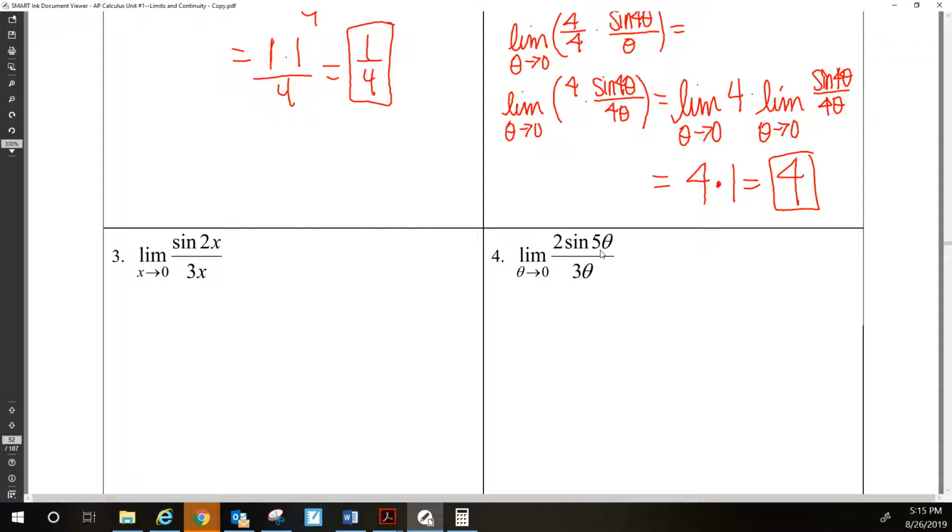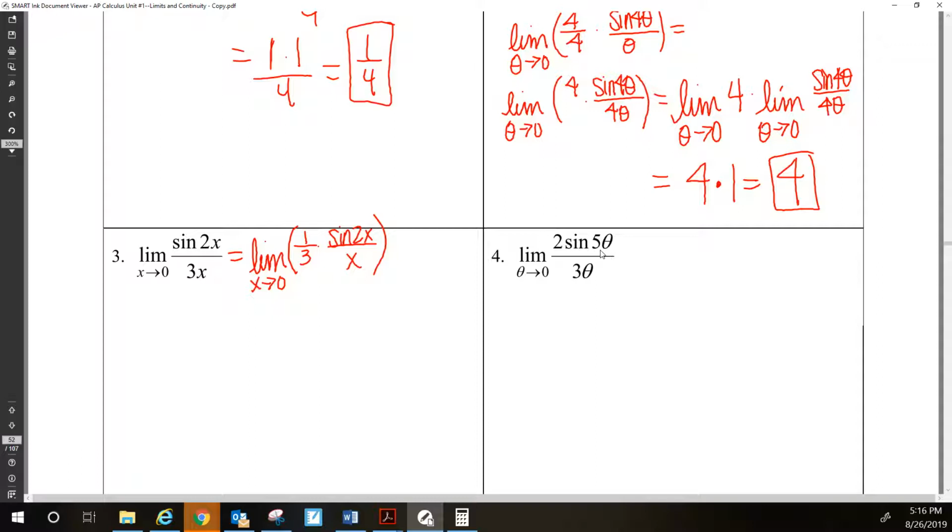All right, for number 3, if this was sine 2x over 2x, what would the answer be? Well, the limit of sine 2x over 2x would just be 1. Unfortunately, I've got that pesky 3 there, right? So my first step is I'm going to pull out the 1/3. I want you guys to follow what I'm doing. So limit as x goes to 0, I'm going to pull that 1/3 out, because I don't want that 3 down there, right? You guys understand that so far?